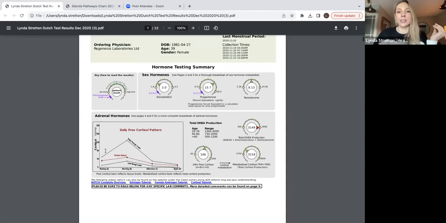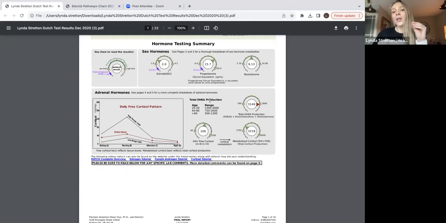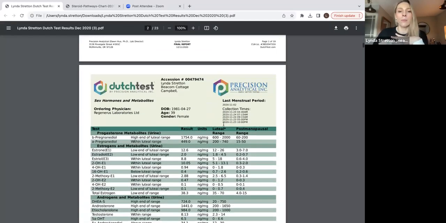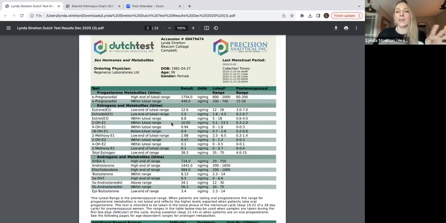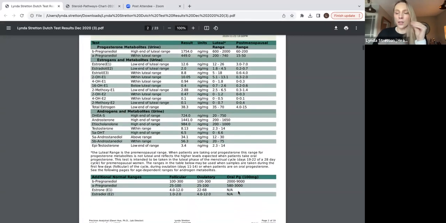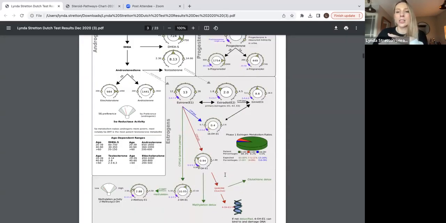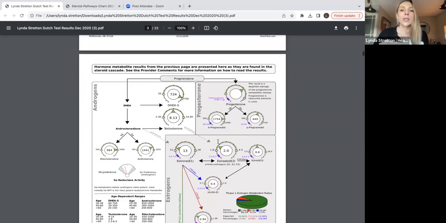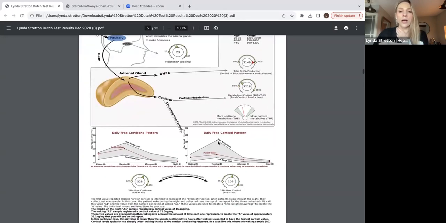So this is a summary page at the start, and then we go into each of these markers in more detail. I'm not going to talk you through the summary page. And these tables are better for a non-functional medicine practitioner. Going through all of these is too much. So I generally just talk through the actual diagrams. So let's start off with the adrenals.